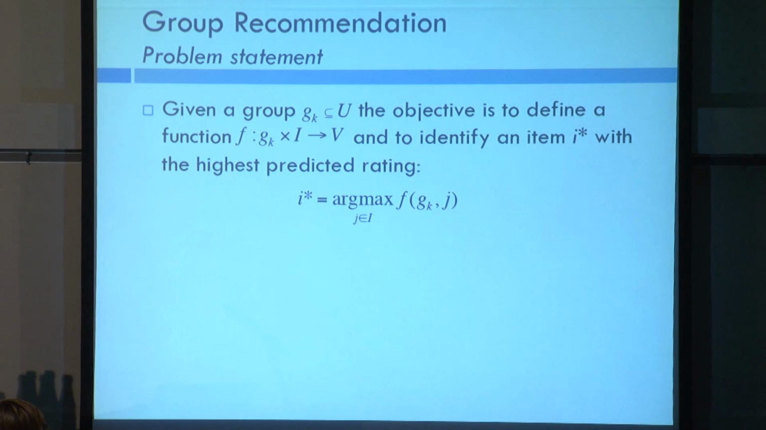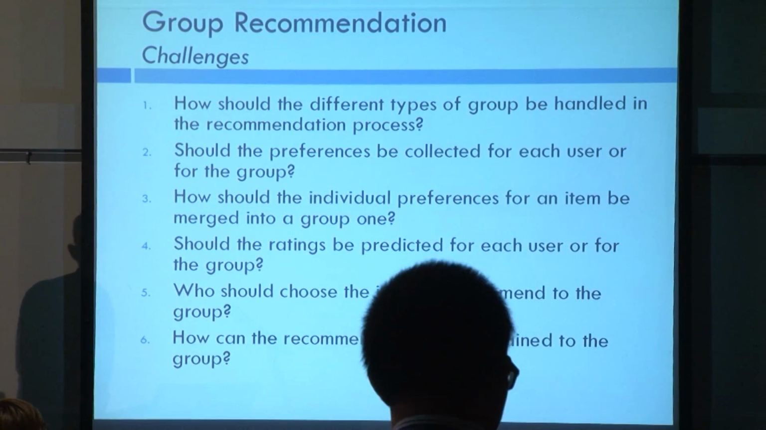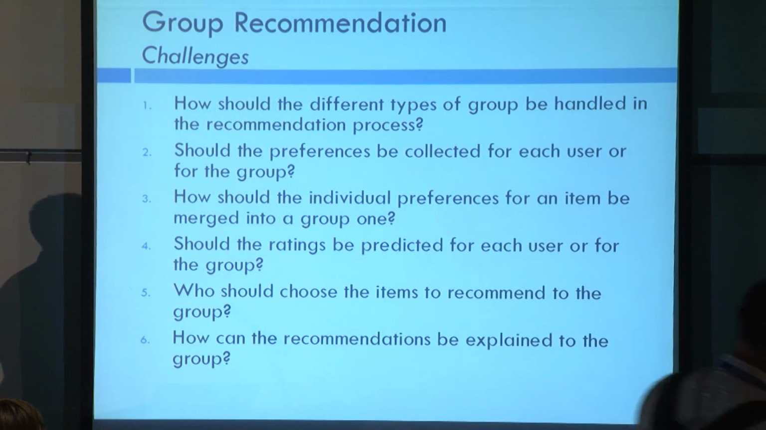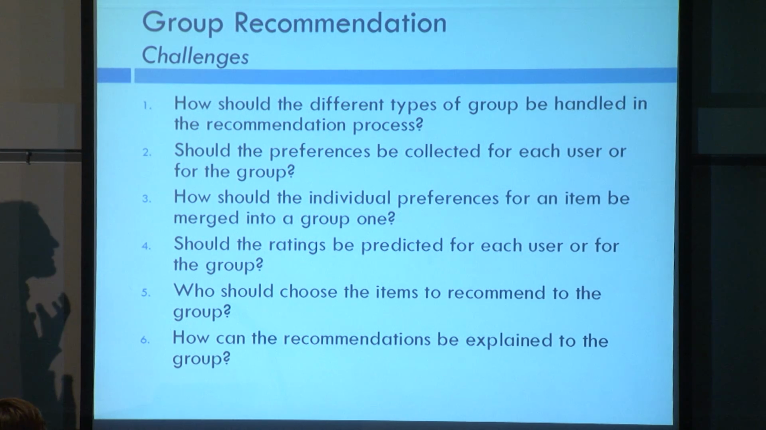So, given a group and a set of items, the objective of a group recommender system is quite similar to that of a classic recommender system. So it is to identify an item with the highest predicted rating. Of course, since we are dealing with a group of users, a set of challenges arises. So we have to consider the fact that the groups themselves might have a different nature. So you might have more stable groups, or some groups that just formed for a specific aim, or some groups that might even be completely random.